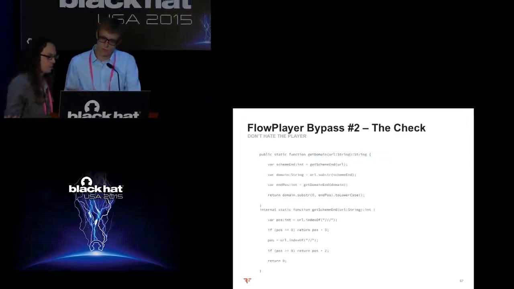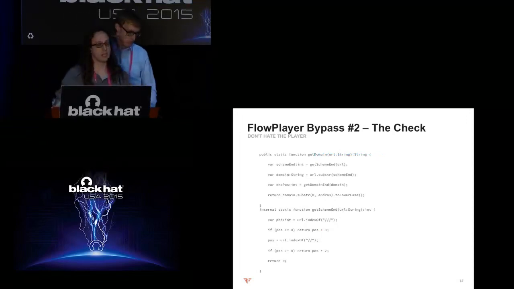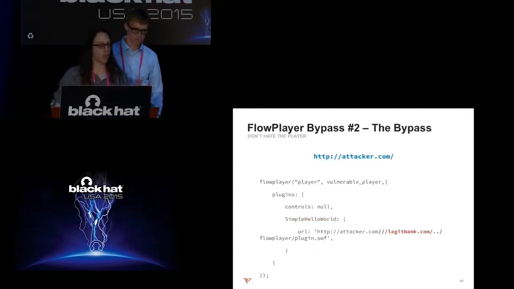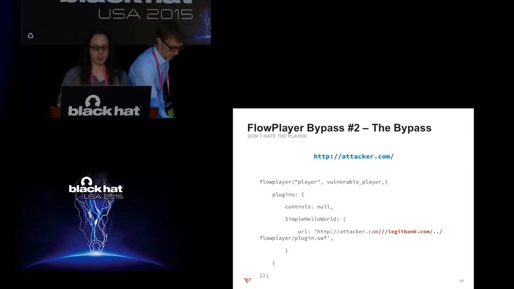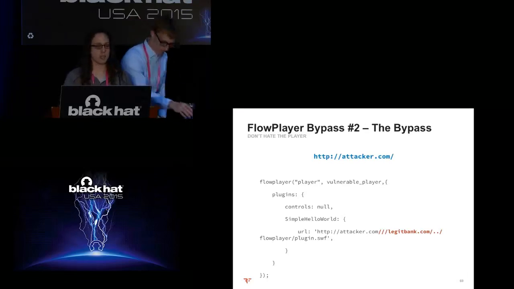The second check, and this is one that was found by Mike. So this check here is trying to find the beginning of the scheme and where the domain starts. The vulnerability is in this line here. It believes the beginning of the scheme is 3 slashes. So we can fool this check by having our attacker.com domain, then 3 slashes, then the target that we want to attack, in this case legitbank.com, and then a .. to remove it. In this case, the code thinks that attacker.com is a part of the scheme, and it doesn't take into consideration that maybe it's not.